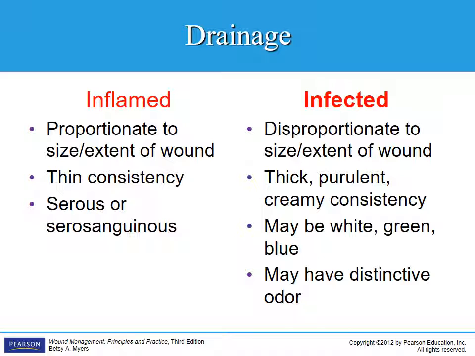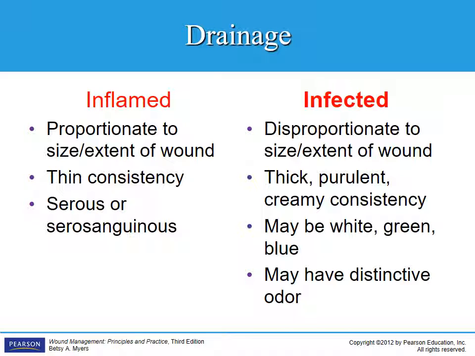Drainage: when you have an inflamed wound, an inflammatory process, you'll see some drainage. It'll be very thin in consistency, serous or serosanguinous. Now, serous drainage is clear, maybe slightly yellow. Serosanguinous means it's got a little bit of blood in it, so it's going to be pinkish or blood tinged. Whereas if it's infected, there's going to be a lot of drainage. It will be, again, very disproportionate to the size and extent of the wound.